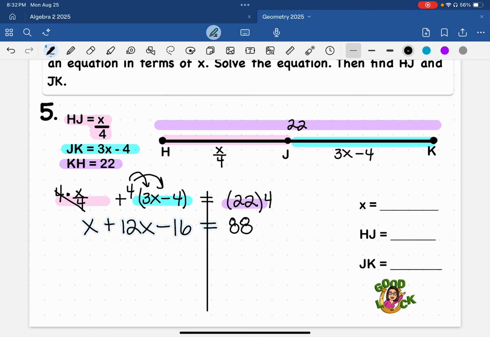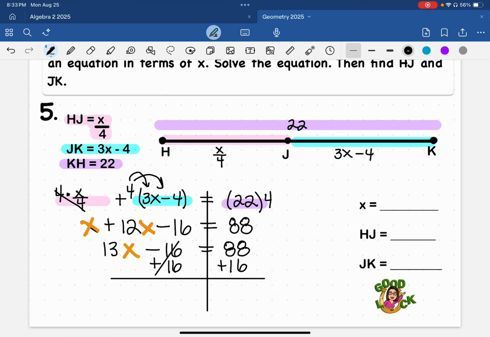88. All right, over here on the side with my x, I'm going to put my x's together. 1x and 12x would give me 13x. And now what the yellow x is doing is it told me to add the x's together. Now it's telling me to eliminate the 16 by doing the opposite of what I see. So that's adding 16. Let's see, that would be 4, carry the 1, 94.